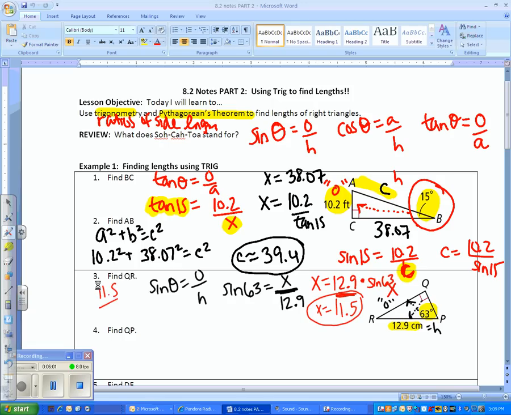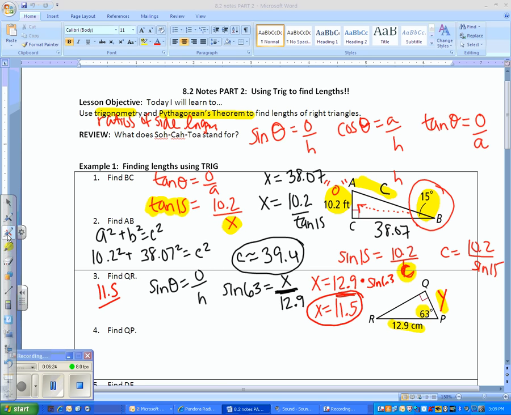Moving on, I'm going to erase some of this stuff. We're going to use trig again. You could use Pythagorean theorem now that you know what a second side is, but I'm going to use trig instead. We want to figure out what QP is. So I'm going to say that QP is y. Again, look at all the stuff that they give you. They give you 63 degrees, they give you 12.9, and they give you the y.